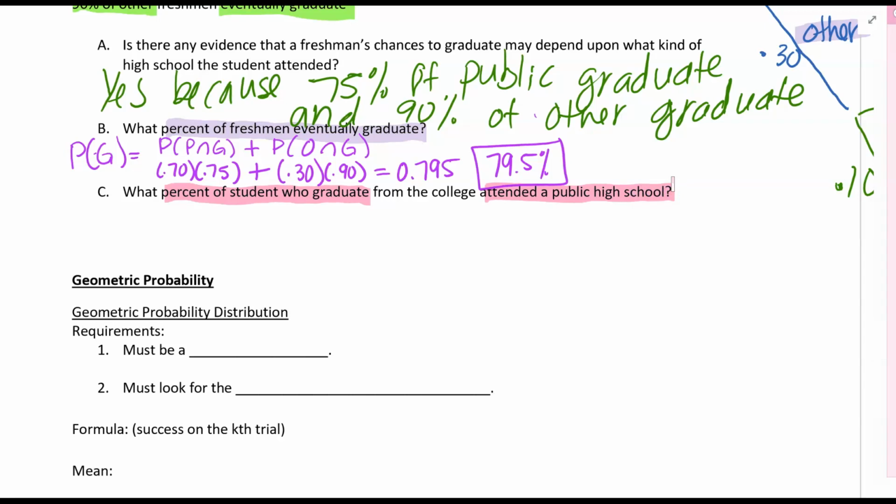What is my condition? That they graduated or they came from a public high school? It's what percent of students who graduate. So I'm telling you they graduated. What percent of the graduates came from public high schools? So the condition is who graduate, because it says what percent of people who graduate. So we're only looking at the graduates. That's the condition. So this is the probability of attending a public high school given that they graduated.